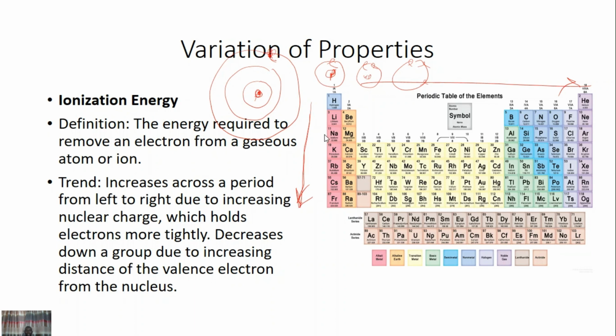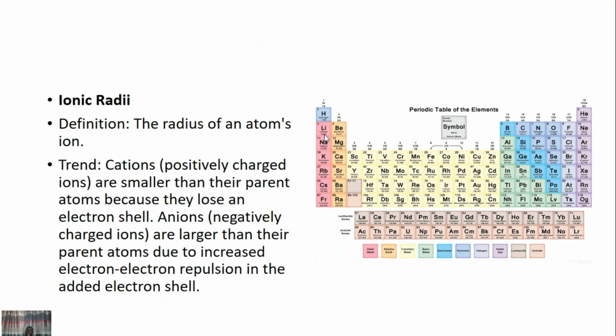That is it for ionization energy. Let's move to the next one. Ionic radii. Ionic radii is the radius of the ion of an element. Let's say, for example, lithium, which has three electrons, two in the core shell and the remaining one in the outermost shell. When it loses this electron, what happens?